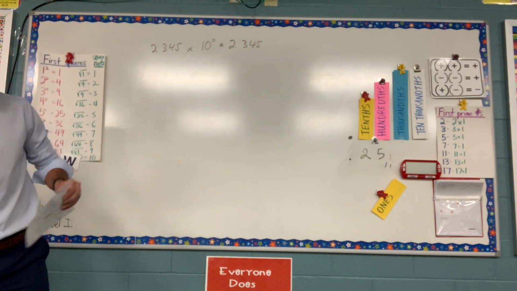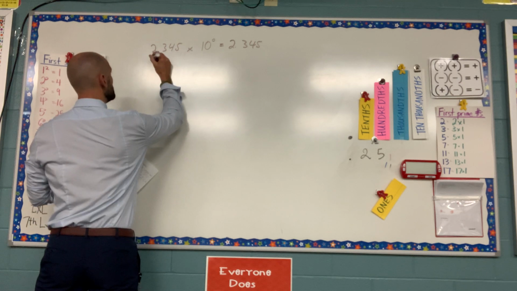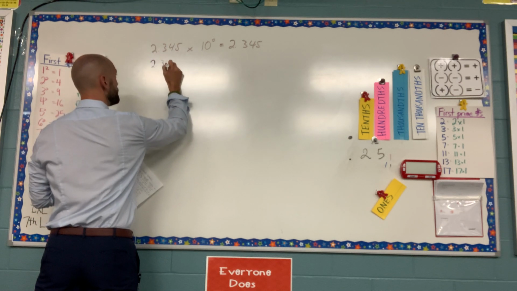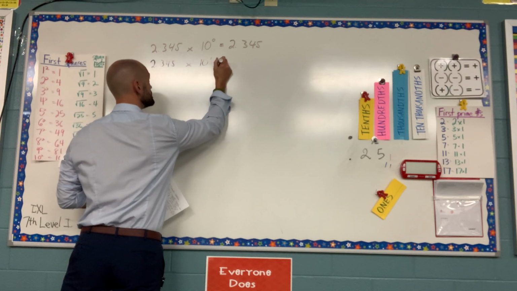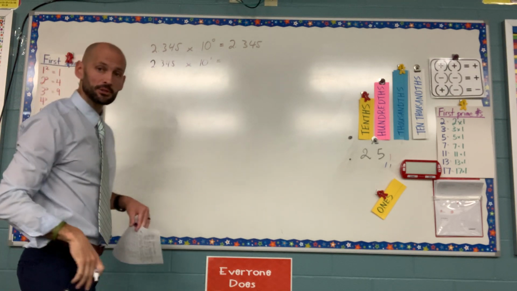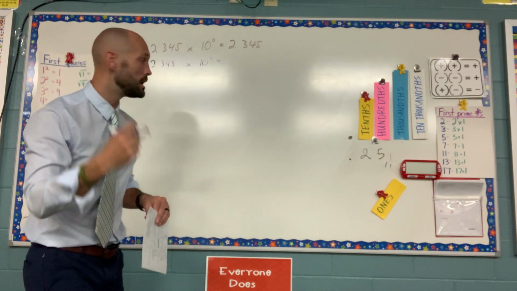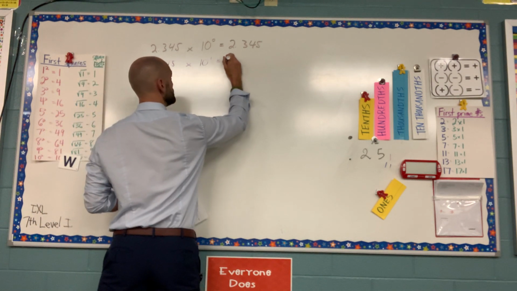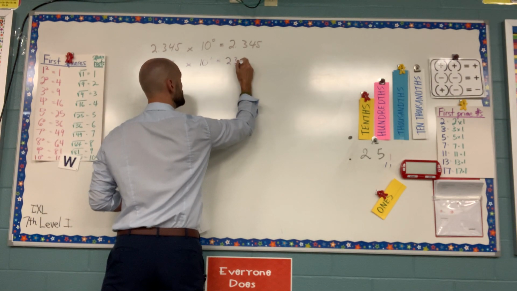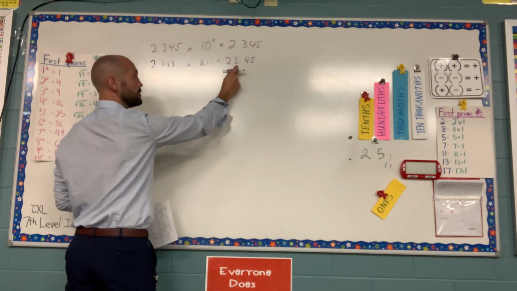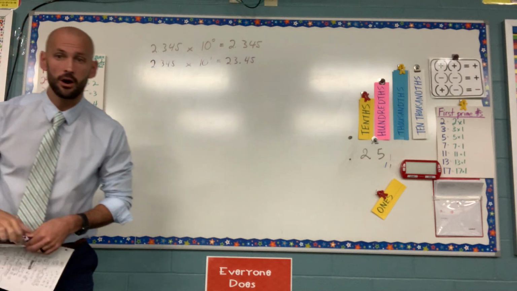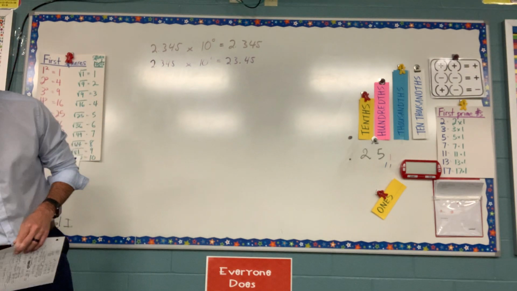So, let's look at the next one. If I have 2.345 times 10 to the first, notice I'm essentially multiplying by a power of 10 once, so that's going to move our decimal 1. Notice how it moved it 1 decimal place. Let's keep going because if some is good, more is better.